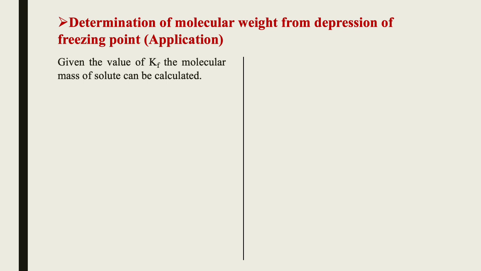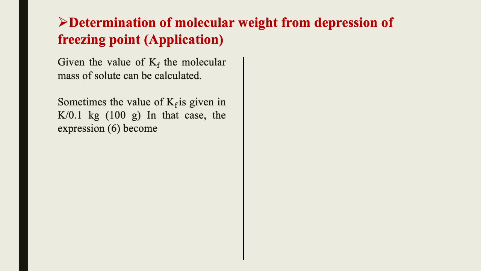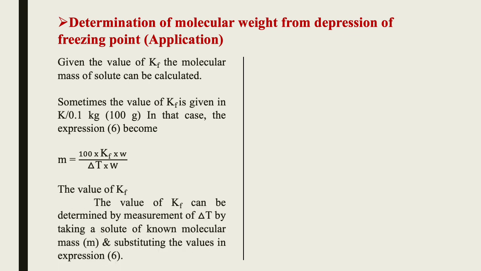Now for a given value of Kf, the molar mass of the solute can be calculated. Sometimes the value of Kf is given in Kelvin per 0.1 kg, that is 100 gram. In that case, expression 6 becomes m equal to 100 into Kf into small w divided by delta T into capital W. The value of Kf can be determined by measuring delta T, taking a solute of known molecular mass small m, and substituting the values in expression 6.